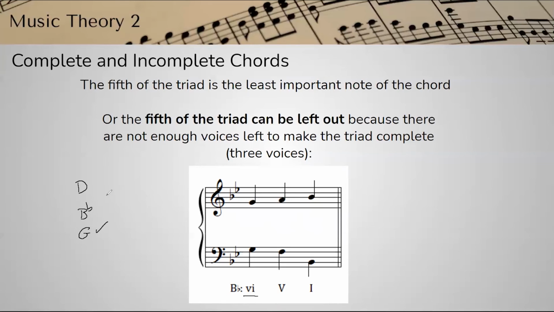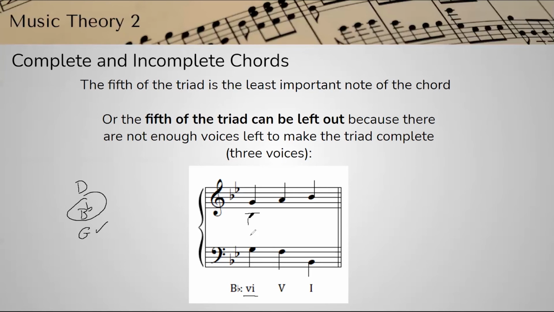But we only have one note, and obviously that one part cannot sing both those notes. So we need to pick one of them, and the one we need to pick is the third, because the third is much more important than the fifth. So if we're going to leave a note out, we're going to leave out the fifth. So we'll write a B flat in our alto.